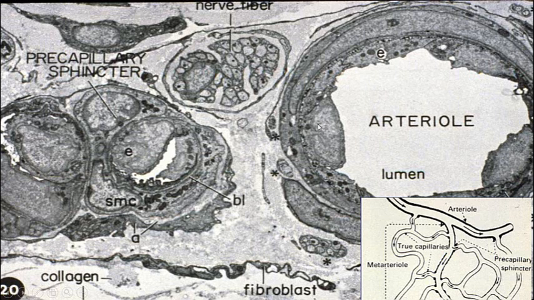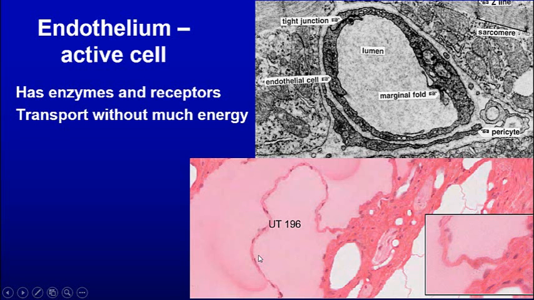Here we see an arteriole with the endothelial cell and the smooth muscle cell, and here we can see the precapillary sphincters. There's nerve there associated with it. So these guys are radiating through there, and then this is the arteriole.